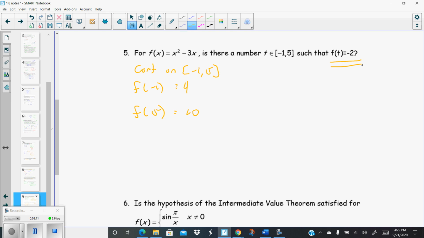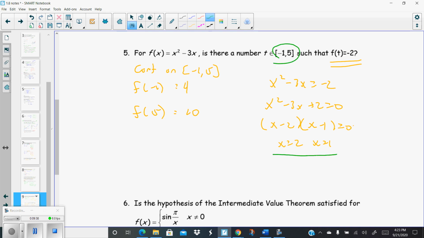We can still find it, though. X squared minus 3x equals -2. Add 2 to both sides. And then we can factor. That's going to be, what is that, x minus 2, x minus 1. So x is going to equal 2, or x is going to equal 1. And 2 and 1 are both on our interval.